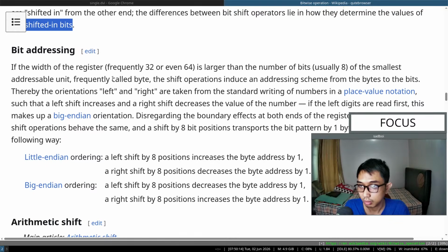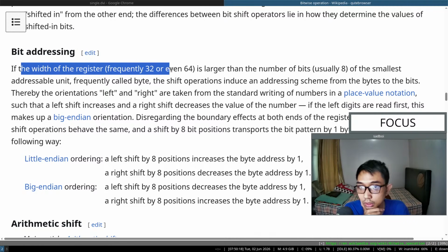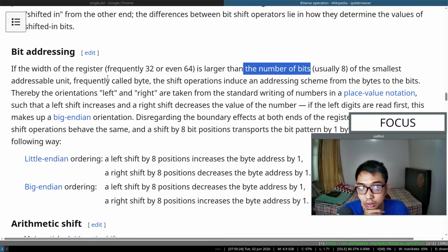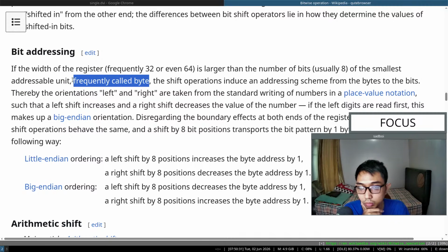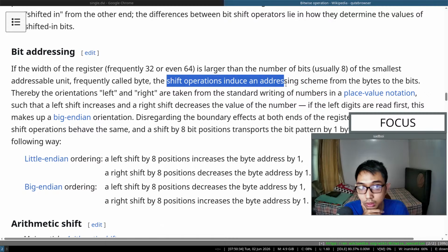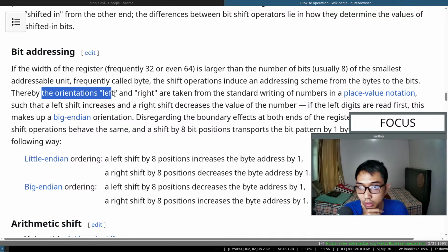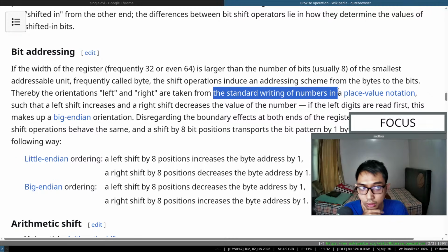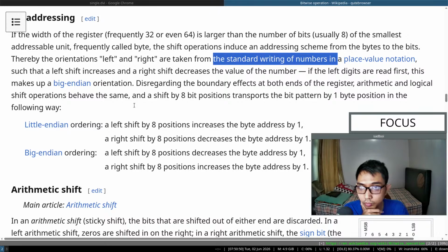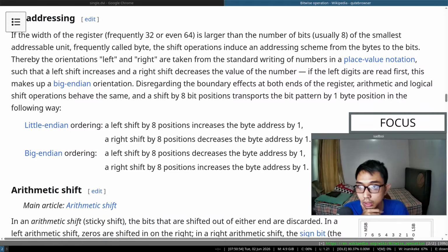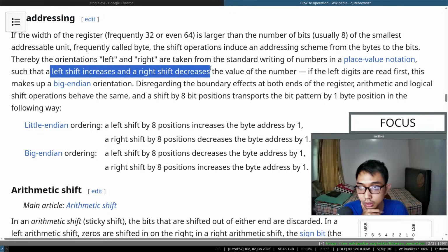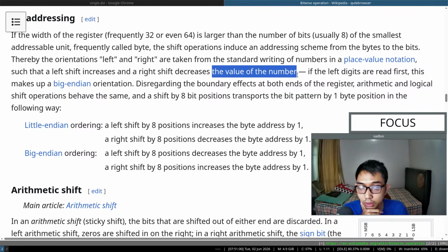Bit addressing. If the width of the register is larger than the number of bits of the smallest addressable unit, frequently called a byte, the shift operation induces an addressing scheme from the byte to the bits, whereby the orientations left and right are taken from the standard writing of numbers in place value notation, such that a left shift increases and a right shift decreases the value of the number.